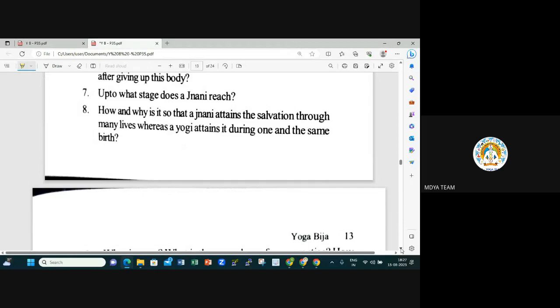Then the eighth question will be put by the goddess Parvati: how and why is it so that a Jnani attains salvation through many lives? Remember, a Jnani attains it in many lives, whereas a yogi attains it during one. Means if a Jnani wants to get salvation, he will take many lives, many births. He needs to go through it. But a yogi attains it in the same birth, in one birth he gets salvation.